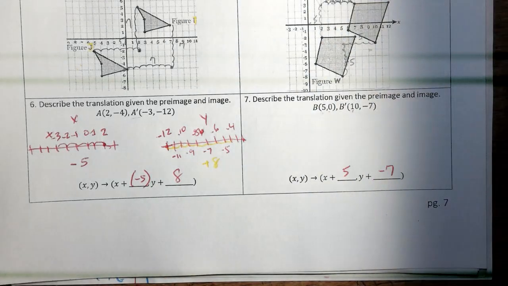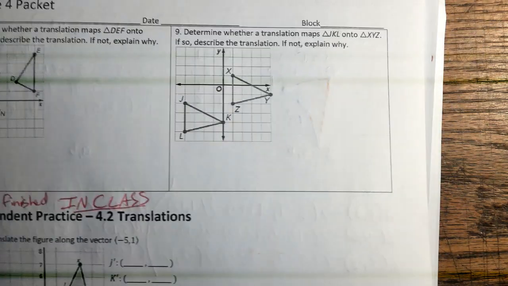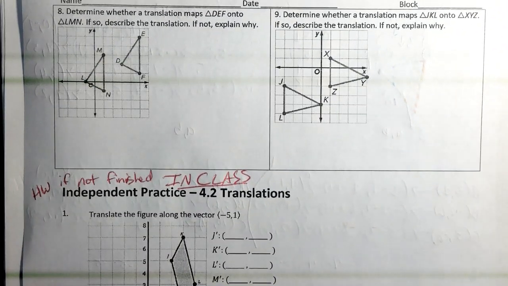All right, let's flip over to page 8. Yeah, page 8, top of the page. This is the last part of this topic. After this, you see the independent practice homework if it's not finished in class. But let's do number 8 first. Page 8, top left.